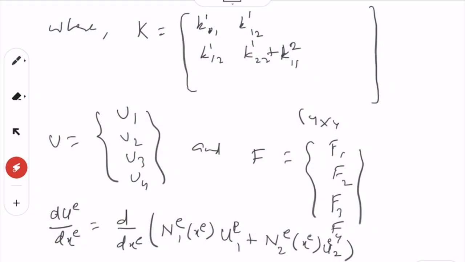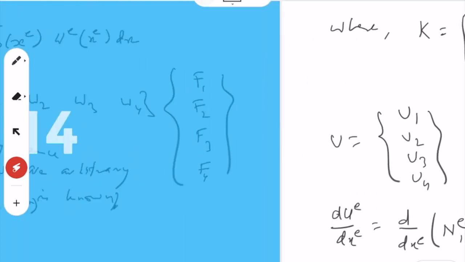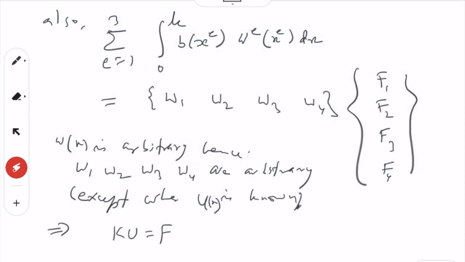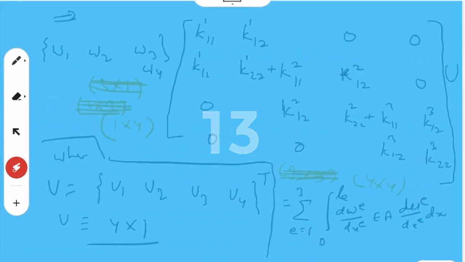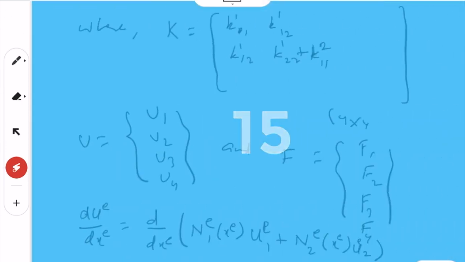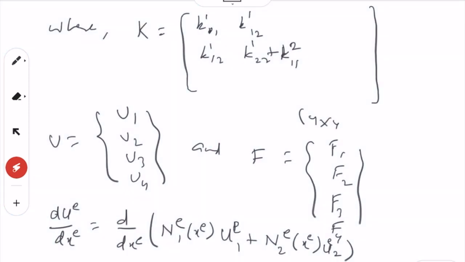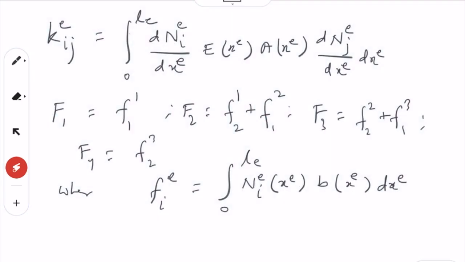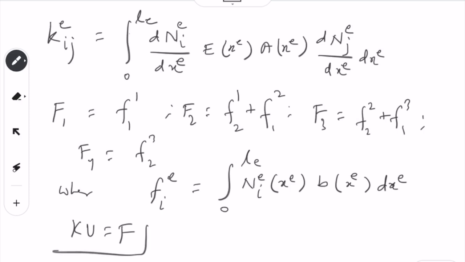We will solve the problems later, but this gives you the idea of the motivation behind using the local coordinate system, and the idea about the piecewise polynomial, so that we simply get K u equal to f, and this is why we have been doing all this.